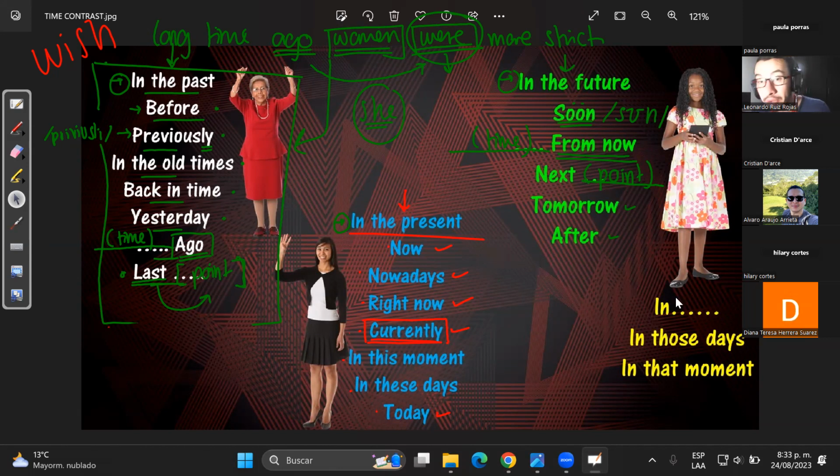Bueno, guys, we're going to have 3 more, and these 3 are special. The expression in, the expression in those days, and the expression in that moment. Ready? In, what is the meaning of in?